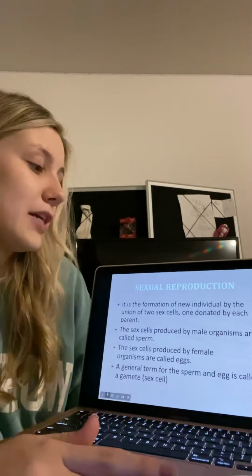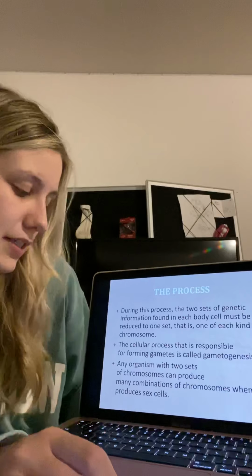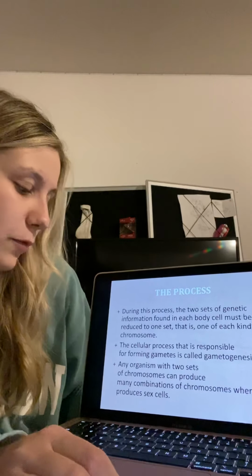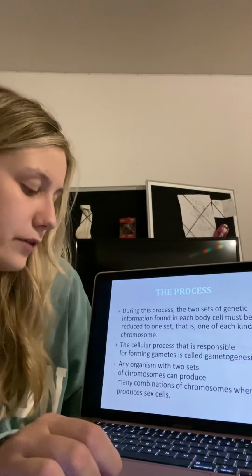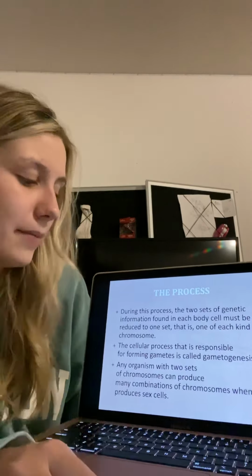The process. During this process, the two sets of genetic information found in each body cell must be reduced to at least one set, that is, one of each kind of the chromosomes. The cellular process that is responsible for forming gametes is called gametogenesis. Any organism with two sets of chromosomes can produce many combinations of chromosomes when it produces sex cells.